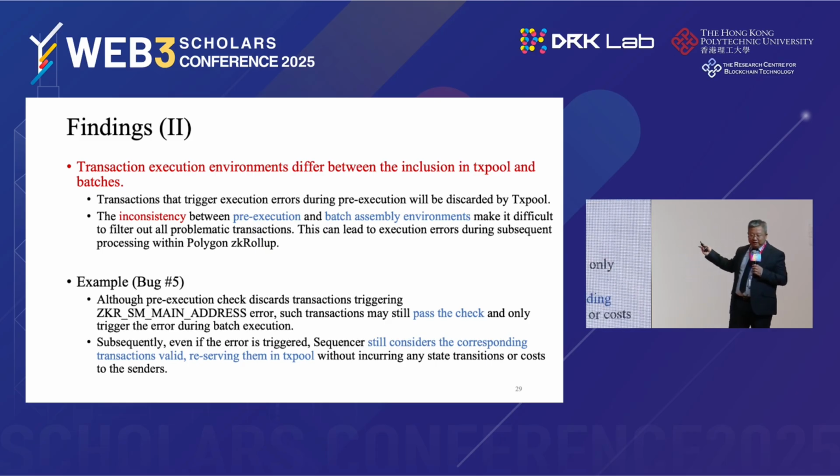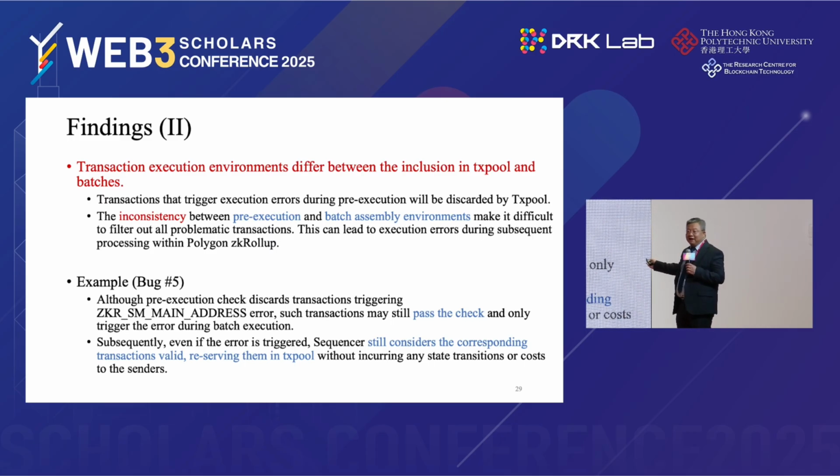Another inconsistency issue lies in the discrepancy between the pre-execution and the batch assembly environment. Basically, the pre-execution check will discard transactions triggering this error. However, such transactions may still pass the checks. The attacker can also hide these errors in the smart contracts. If you are interested in it, you can take a look at our paper. In this case, if the error is triggered, the sequencer still considers the corresponding transactions valid, and will reserve them in the transaction pool.